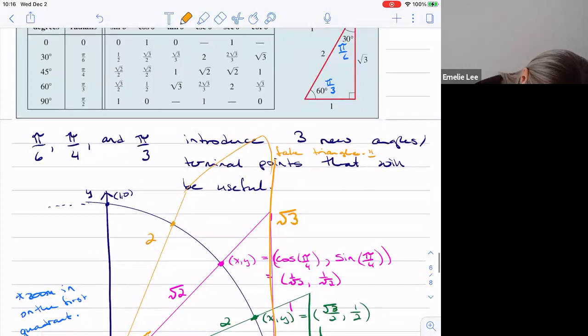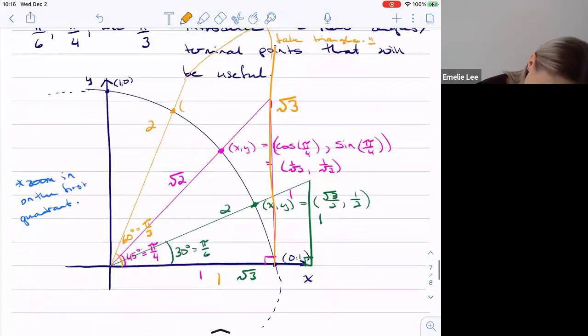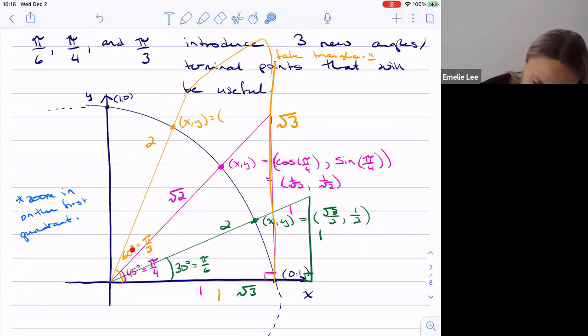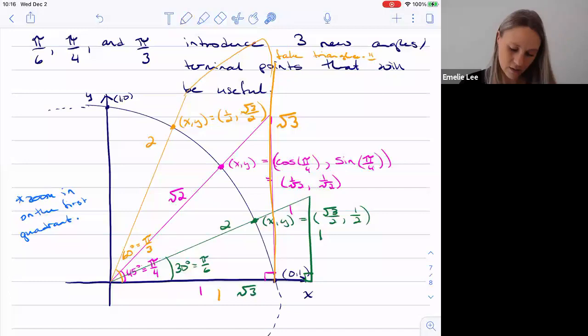So what happens at this point? Well, now I'm not even going to write that. Well, I should write the xy. But the cosine of pi over 3 is the adjacent over the hypotenuse, 1 over 2. And the sine of pi over 3 is the opposite over the hypotenuse, root 3 over 2. Okay.